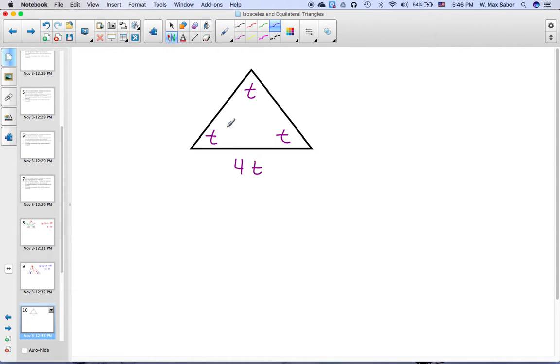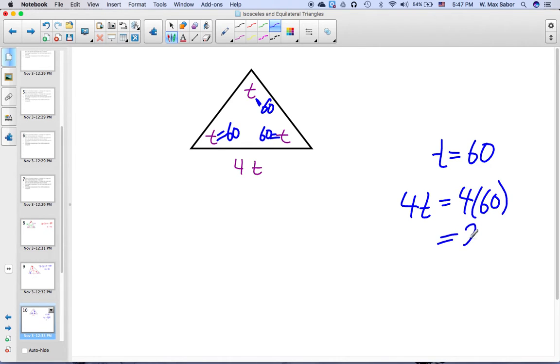Here, if these are all t, then that says that they have to add up to 180, meaning that they all have to be 60. Plus, that says that t is 60, so 4t will be 4 times 60, or 240. So this is 240. Also, because it's equilateral, the other sides have to be 240 as well.